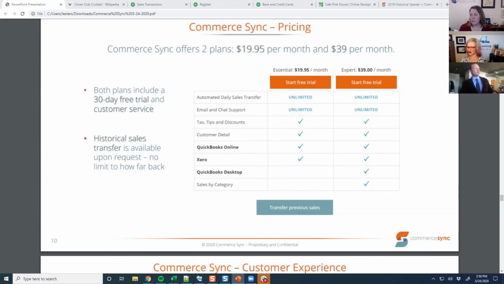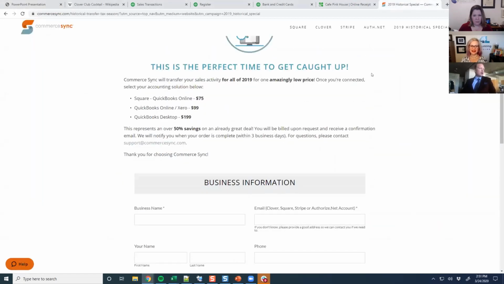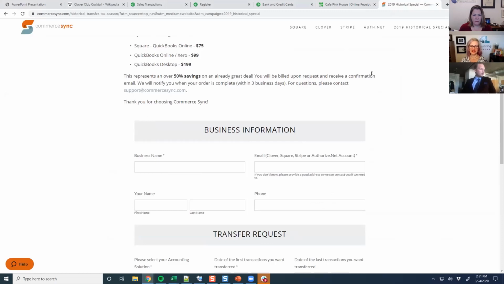One thing I do want to add, two things I'd like to add. We offer historical sales transfer, like unlimited. So if you have someone who's been using Clover and for some reason hasn't been using CommerceSync since 2014, and they want to sign up and get 5 years worth of historical transfer tomorrow, we can do that. We will work with you on that one. I think an example that's a little more common and relevant is just our historical special here.